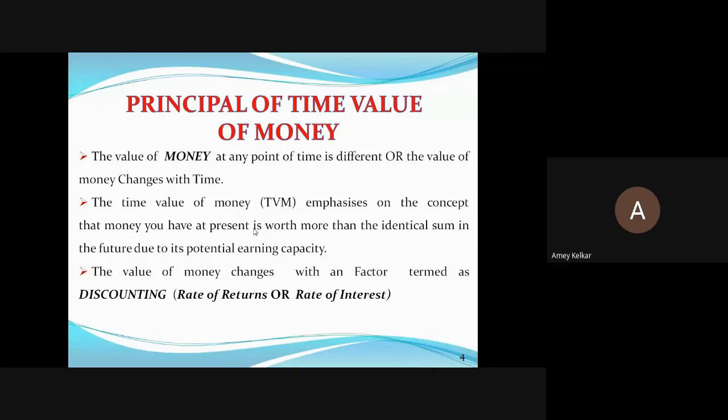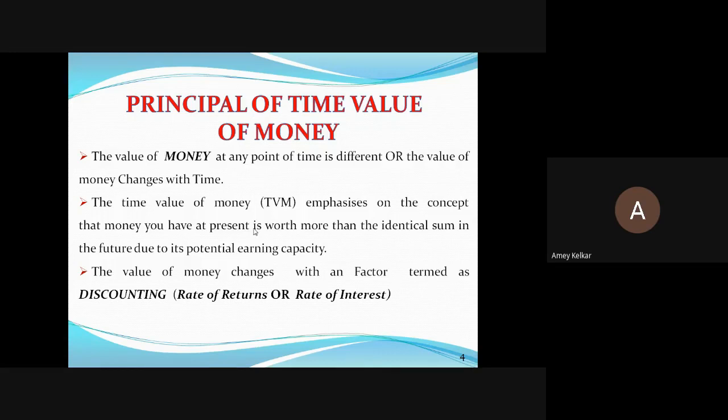So this will help you in potential investment or potential growth of money. Now, how does money grow? The value of money changes with a factor termed as discounting, which is expressed in percentage. Generally, in our terms, it is rate of returns or rate of interest. In actual economics, discounting means rate of interest or rate of returns, which is denoted by the symbol small i, and it is in percentage.